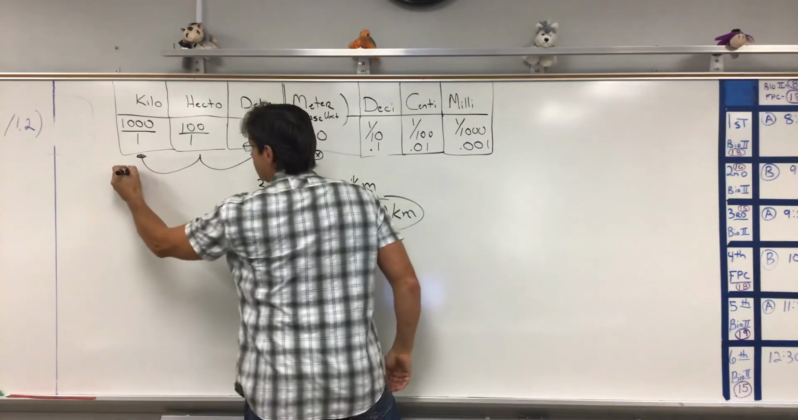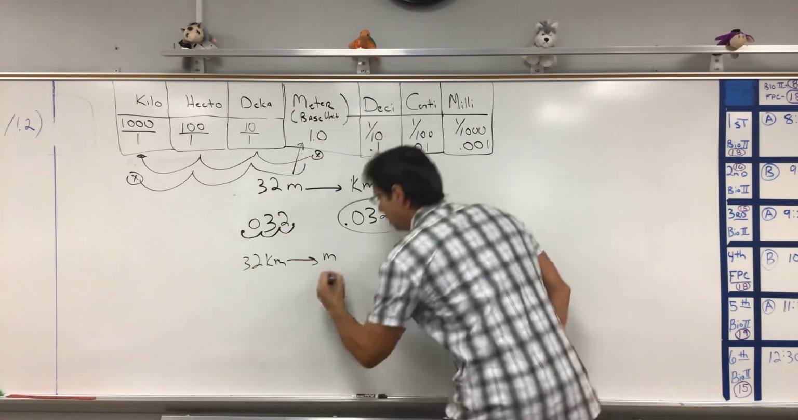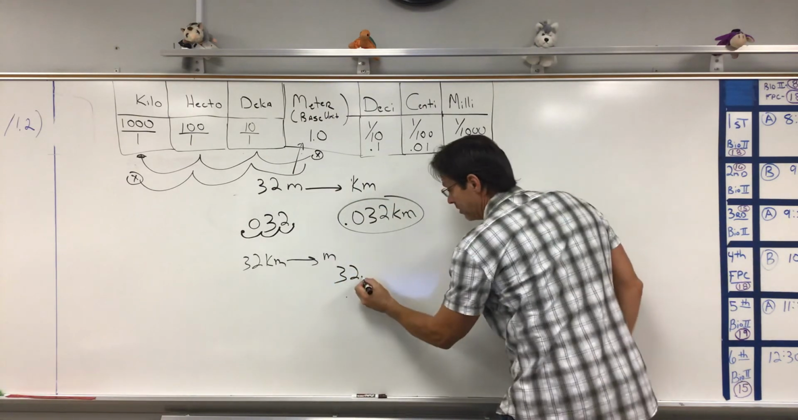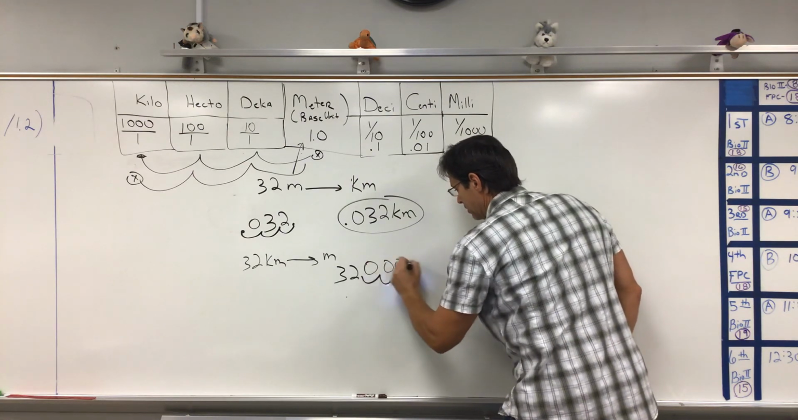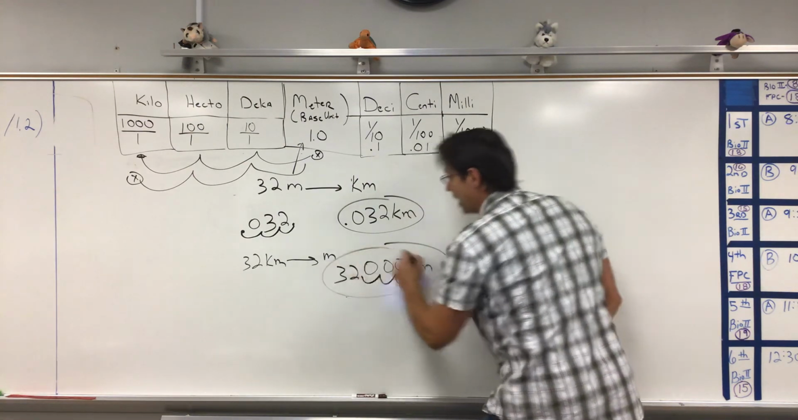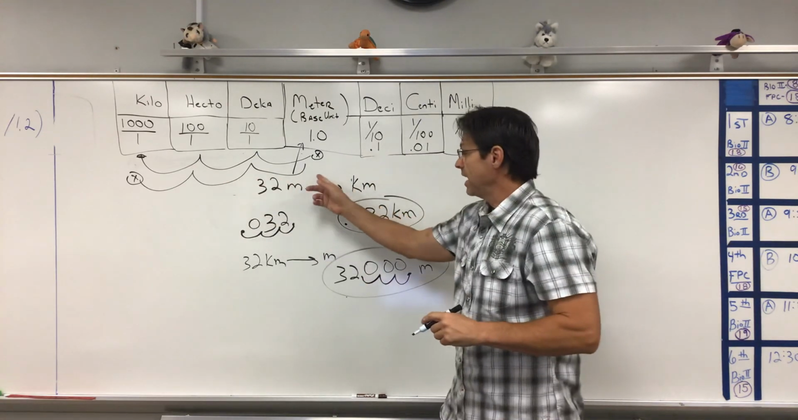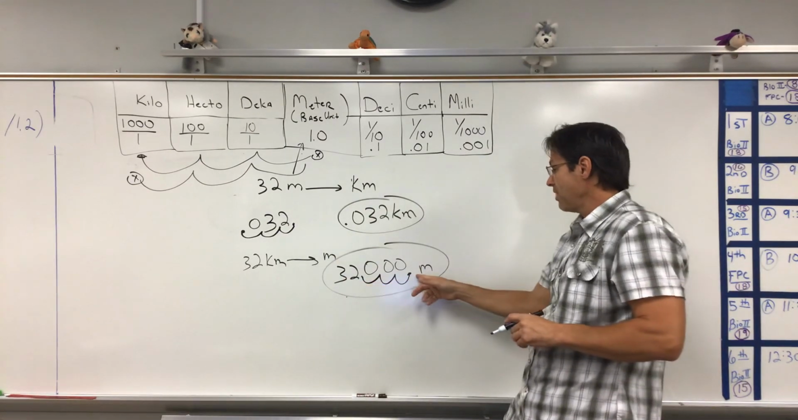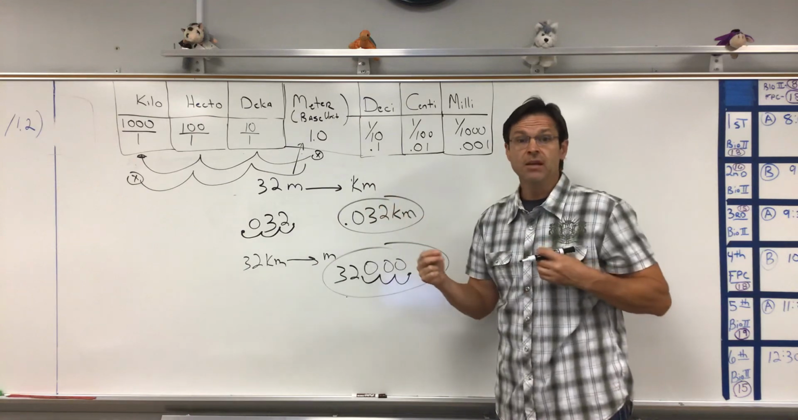So I would be going here, if I'm 32 kilometers, I'm going the other way, 1, 2, 3. I'd have 32, and I'd move it 3 places, 1, 2, 3. So if I converted it the other way, if I had 32 kilometers and I was going to meters, now I have 32,000 meters, okay? So I showed you both directions with that, okay?